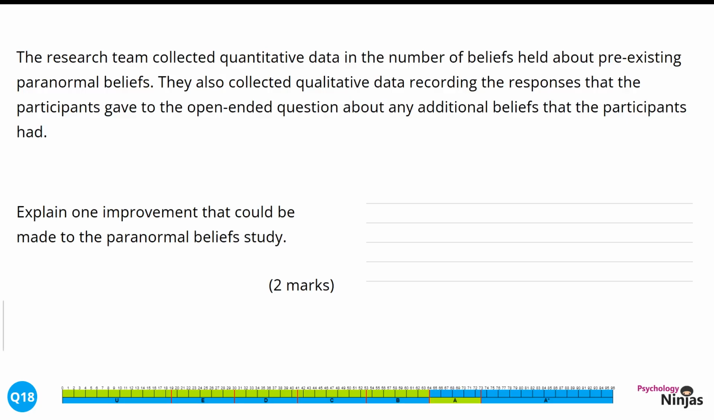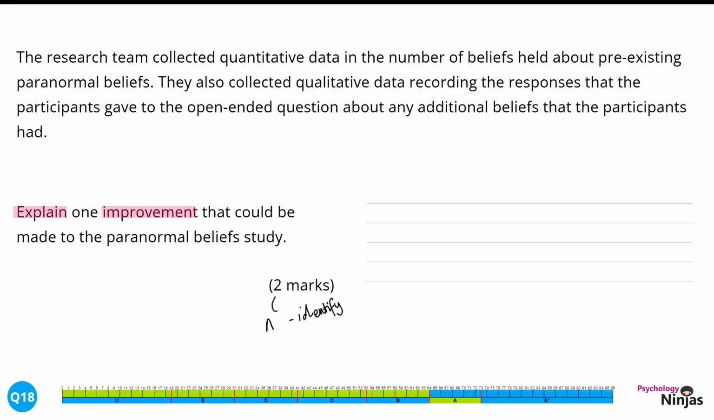Explain one improvement that could be made to the paranormal belief study, 2 marks. The command word explain requires us to give detail and extension to our response. This question is looking for an improvement, so how could we make this study better? We get 1 mark for identifying our improvement.